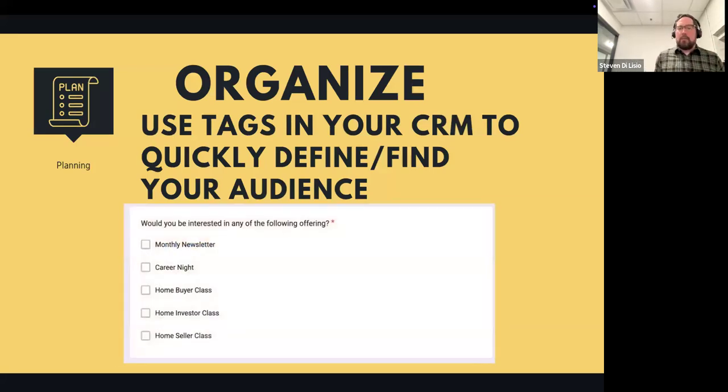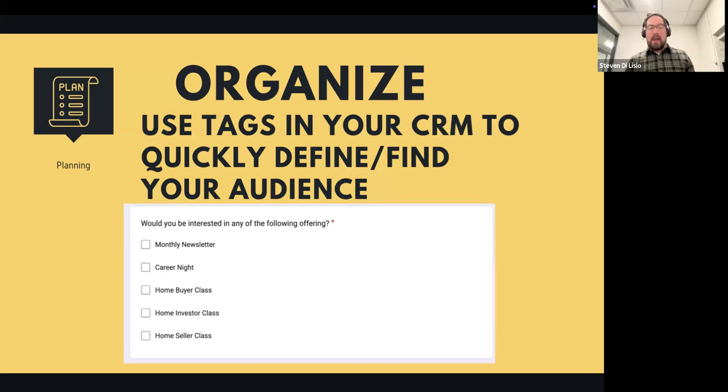Here is an example from one of the forms that I use that is very simple. Would you be interested in any of the following? And they can check off the different pieces that they might be interested in. Home seller class, buyer class, investor. You can choose what gets listed in that exact list of different offerings that you have. But this is a great way for people to raise their hand and say, I want to receive this information. The monthly newsletter, this is how we get a lot of our people on the newsletter, is through our events and our giveaways and them raising their hand asking to receive the newsletter.